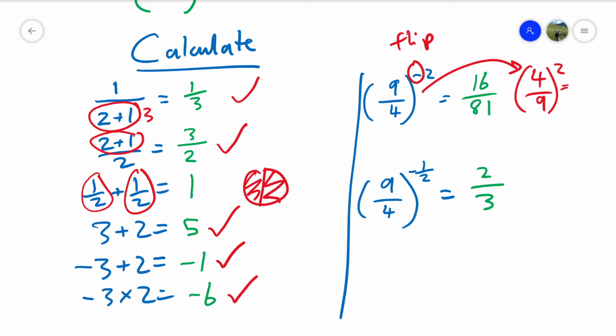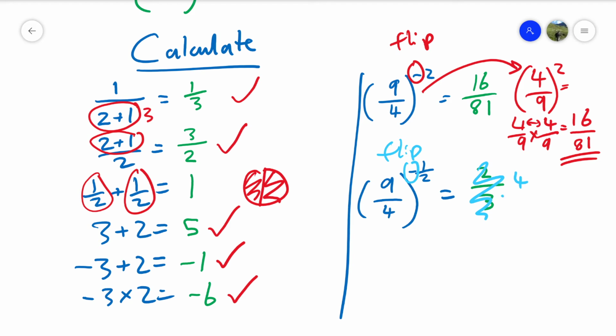What is 4 squared? So that means 4/9 times 4/9. 4 times 4 is 16. 9 times 9 is 81. There we go. And we've got a similar situation here. The minus means flip, so we end up with 4/9.